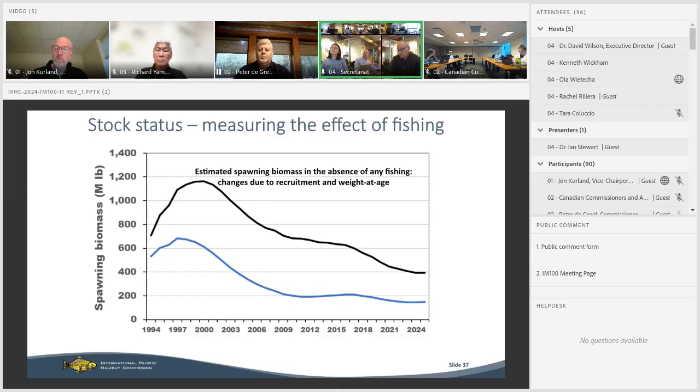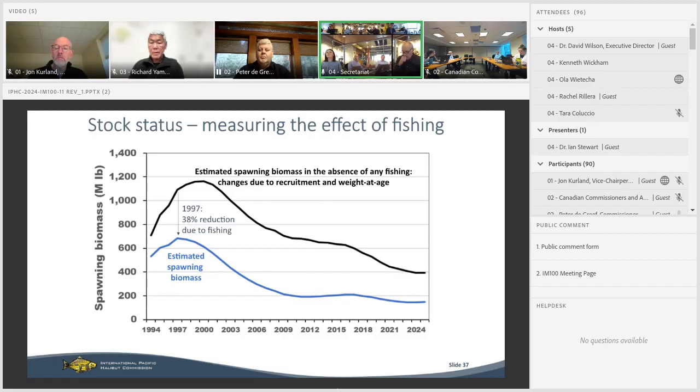The lower line on this figure shows you our actual estimates of spawning biomass. So this is what we think actually happened in the water, and this does reflect the effect of fishing. And if we compare these two things, we can evaluate how much our fishing affected the stock at any given time in this time series. So going from the peak of the actual spawning biomass, which we observed to have occurred in 1997, we estimate that at that time we had reduced the stock by approximately 38% due to fishing. So we were fishing, but really not all that hard in the late 1990s, and that's because the stock was increasing. We had all those big recruitments coming through.